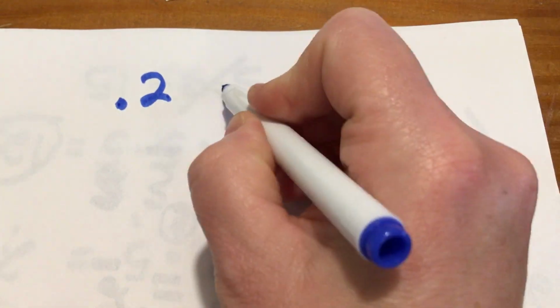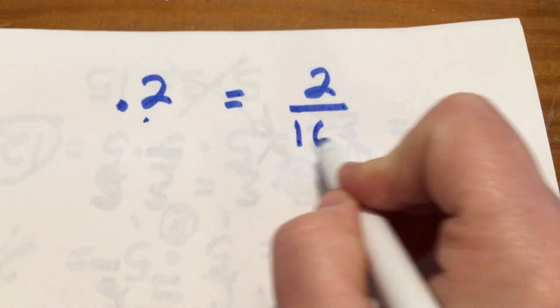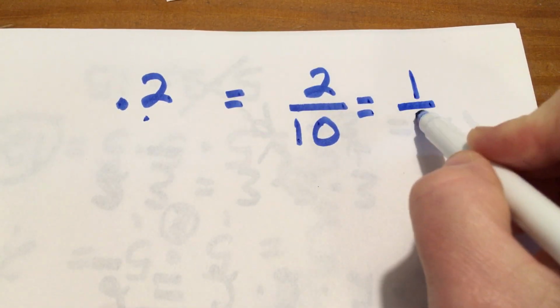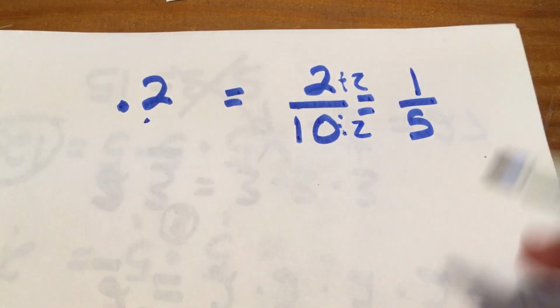Let's do some more decimals. 0.2. Put your 2 on top. Count your place values, tenths. So it's going to be 2 over 10. When you reduce it, it will be 1 over 5. I divided both of those by 2.